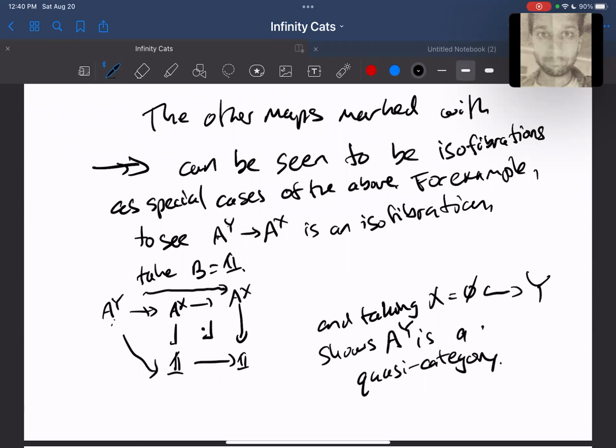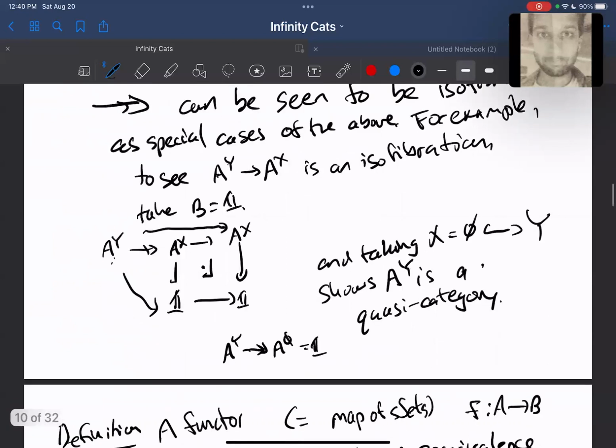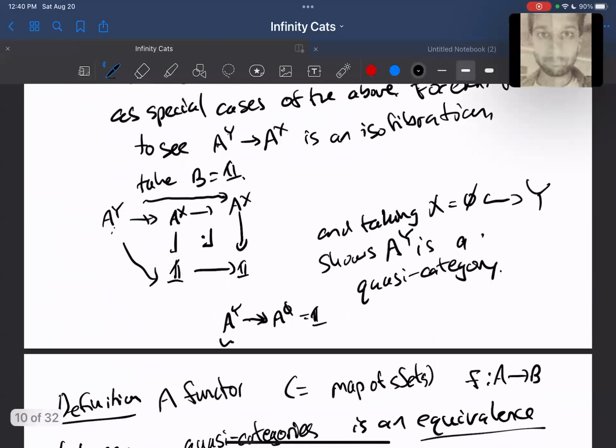So this means that whenever X to Y is an inclusion, A to the Y to A to the X is an isofibration. In particular, if we take X to be empty and Y to be whatever, you can take the unique inclusion into this. And then this is going to make A to the Y a quasi-category, because this means that A to the Y to A to the empty, which is equal to the point, is an isofibration, which means that this here is a quasi-category by what we said before.